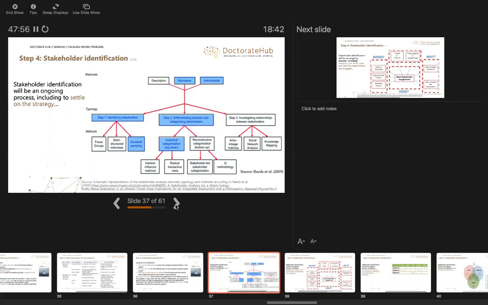So there are strategies on identifying stakeholders, on differentiating between and categorizing stakeholders, and also investigating relationships between stakeholders. So there are a lot of tools out there. There's a lot of literature on how to work with this situation. And it might not always come by the word wicked problem. If you look into complexity theory, then you will find a lot of things that are equally valid here.